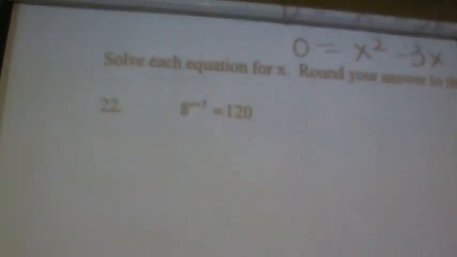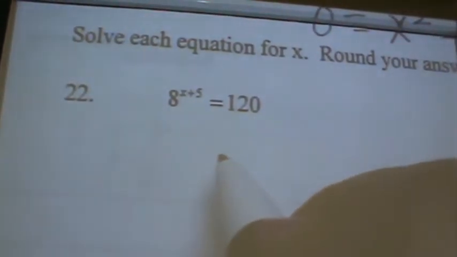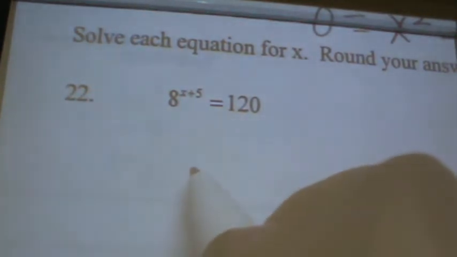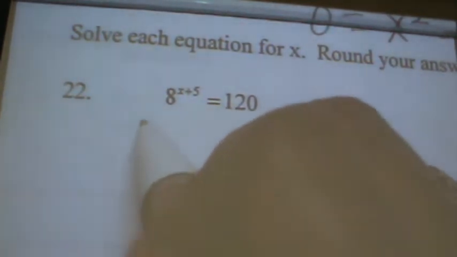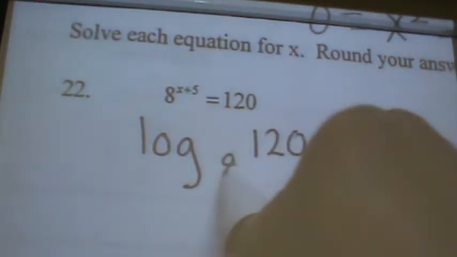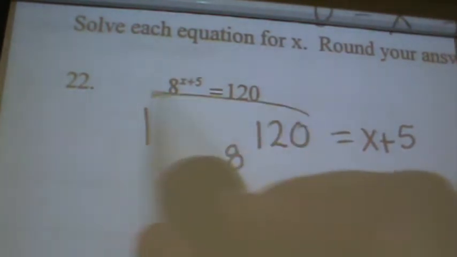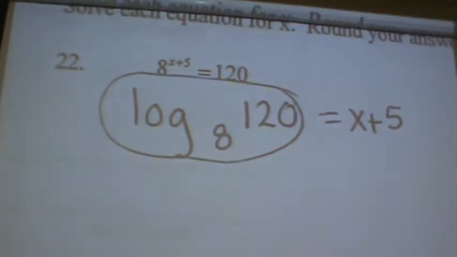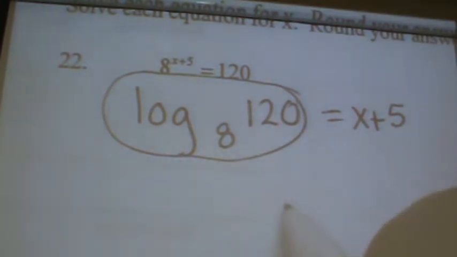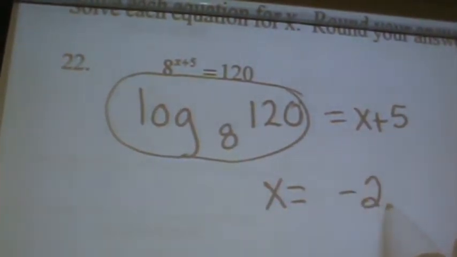22. Now, how are you going to solve an equation that's in exponential form? You're going to write it in log form. This would be the log of 120 base 8 is equal to x plus 5. I'm going to use my calculator to come up with that answer, and then subtract 5. And you should get, I believe, -2.7.